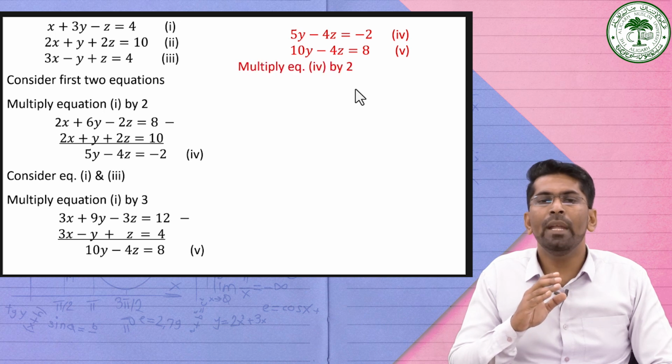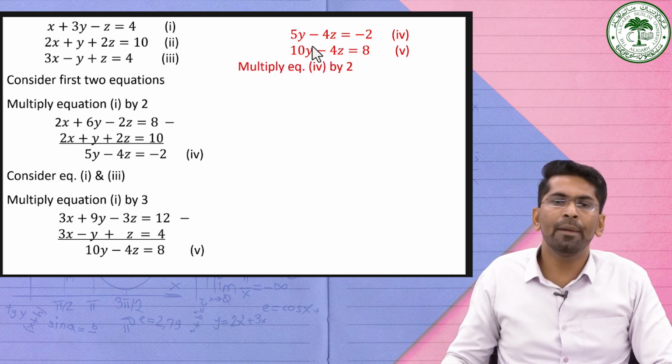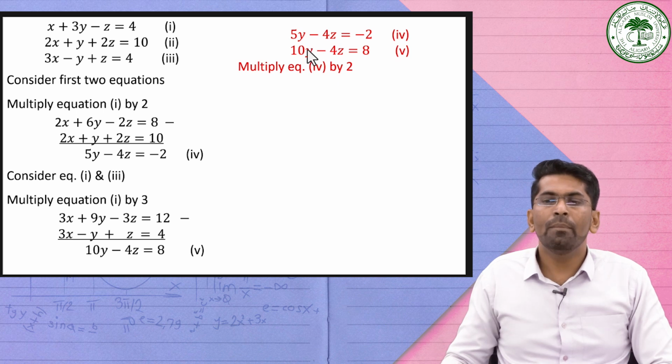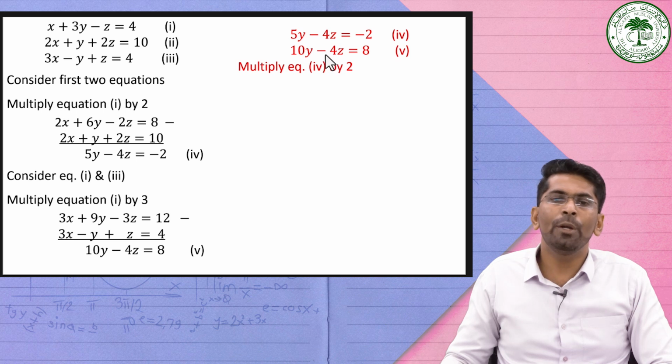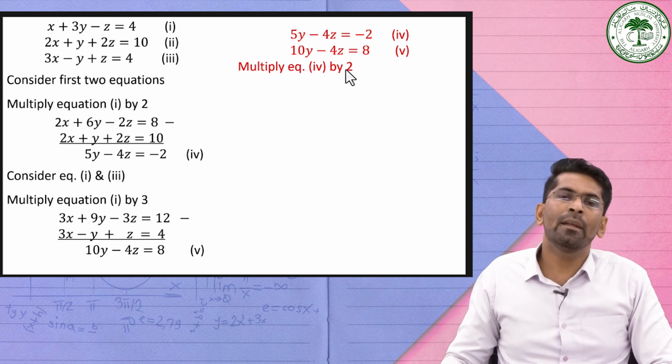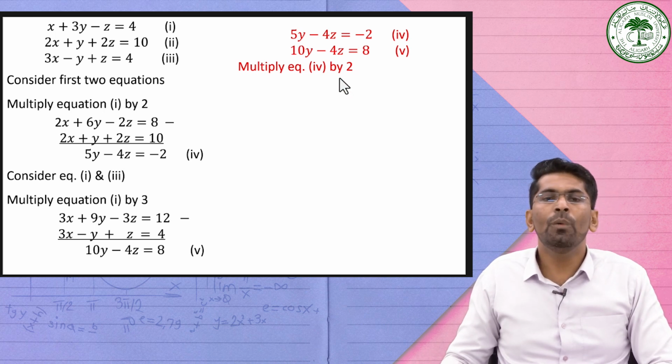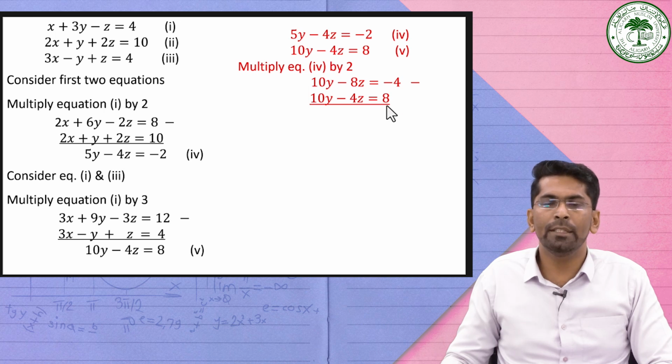So now we can eliminate the variable y here. By multiplying equation number 4 by 2, we can eliminate the variable y. Here it is a minus sign, so I am not going to make it a confusion by eliminating z. I am going to multiply equation number 4 by 2, so it will become 2 into 5y, which is equal to 10y, minus 8z is equal to minus 4. Then the fifth equation, that is 10y minus 4z is equal to 8.